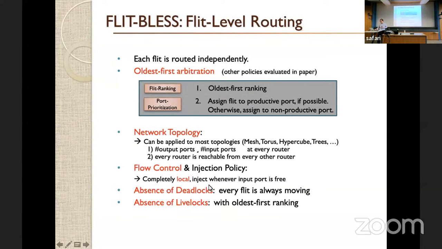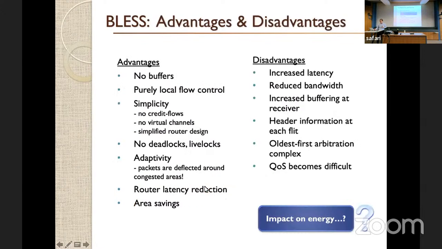So now this has no deadlock because every flit is always moving. Deadlock is gone because you don't vie for buffers. This is buffer level deadlock, not protocol level deadlock. There's a higher level deadlock that we will see that exists because there needs to be some buffering somewhere else, as we will see later on. And there's no live lock because we use oldest first ranking. So we're going to revisit the live lock later and the deadlock, protocol level deadlock especially.